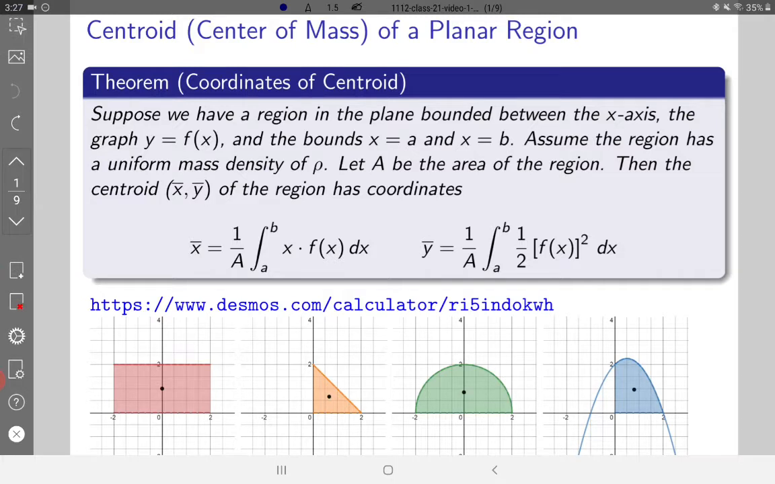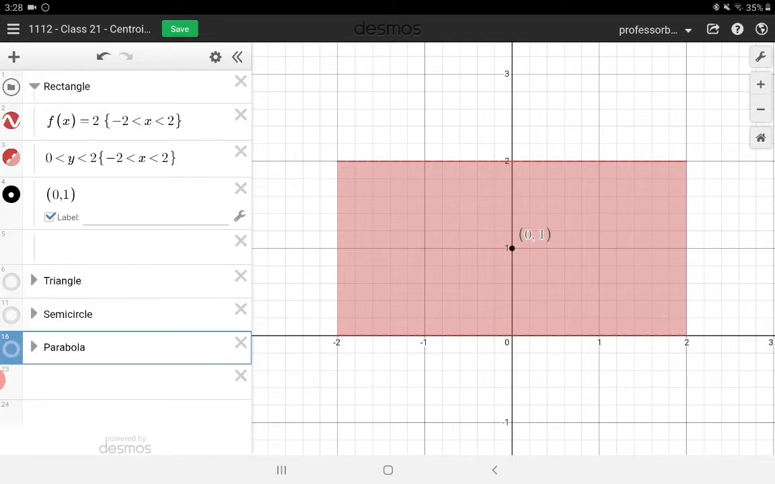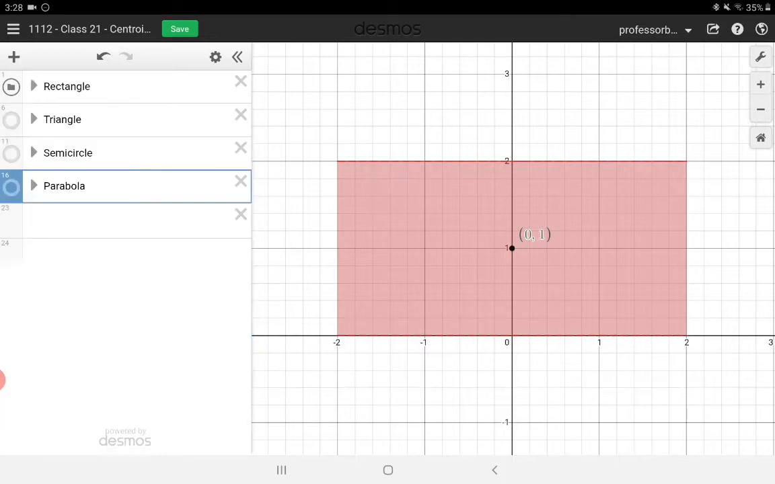For those of you watching at home, you can pause the video and visit this Desmos link here. I'll pull it up on my tablet. And you can see the 4 example graphs that I've outlined there, and you can actually see the coordinates of their centroids, their centers of mass, labeled. To switch between them, you can turn on and off all of the expressions I have boxed into a folder. So for example, if I expand the rectangle one by clicking on that little triangle there, it tells you I've graphed a function f of x. It's the flat line y equals 2 between -2 and 2. I have shaded the region. I've labeled the point. If you collapse that folder again, then you can toggle it on and off.